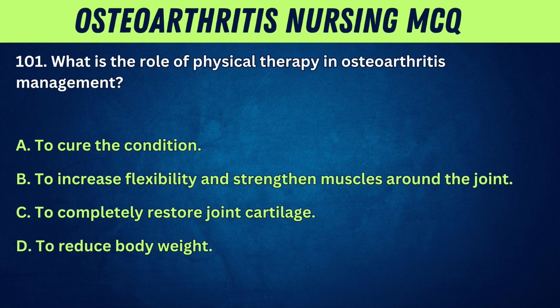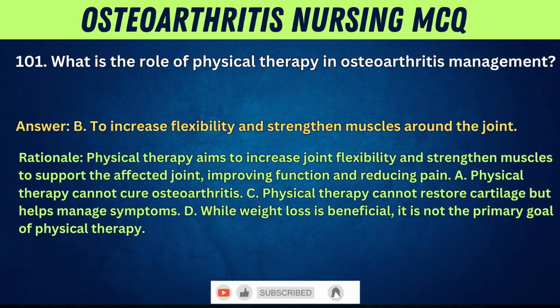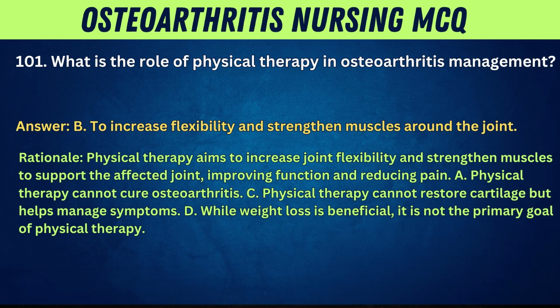101. What is the role of physical therapy in osteoarthritis management? A. To cure the condition. B. To increase flexibility and strengthen muscles around the joint. C. To completely restore joint cartilage. D. To reduce body weight. Answer: B. To increase flexibility and strengthen muscles around the joint.